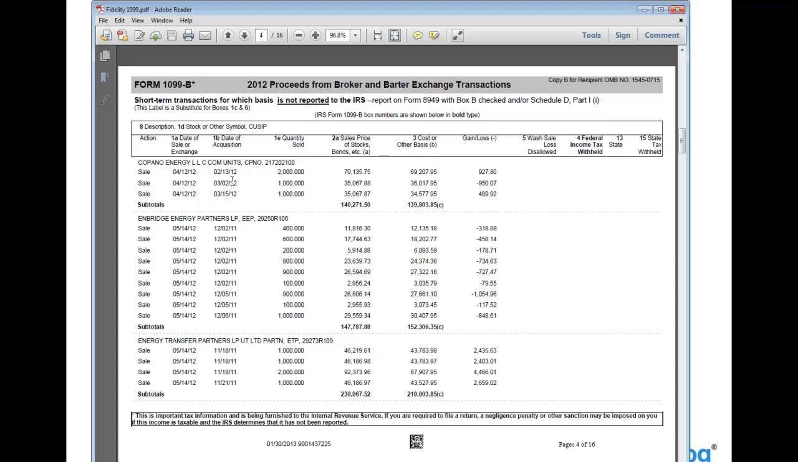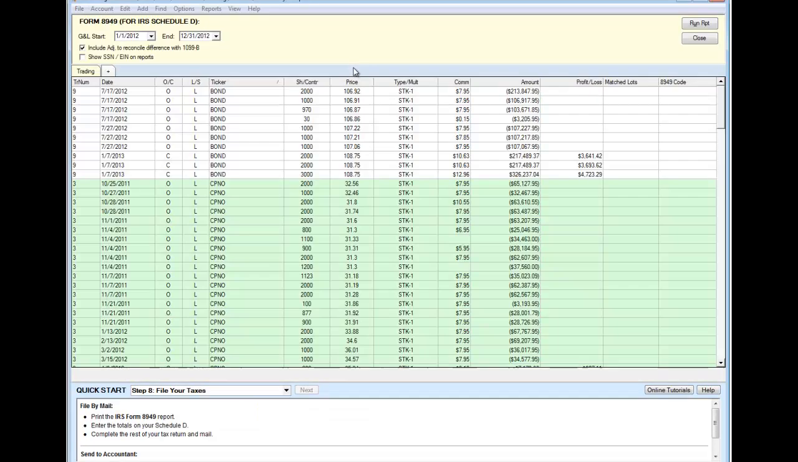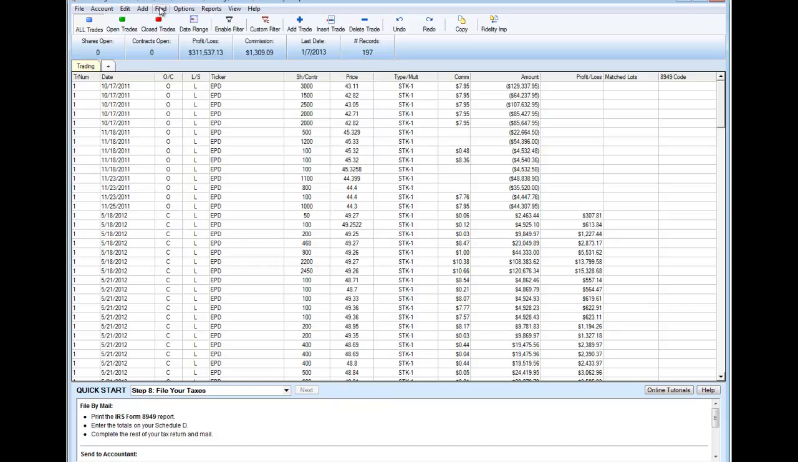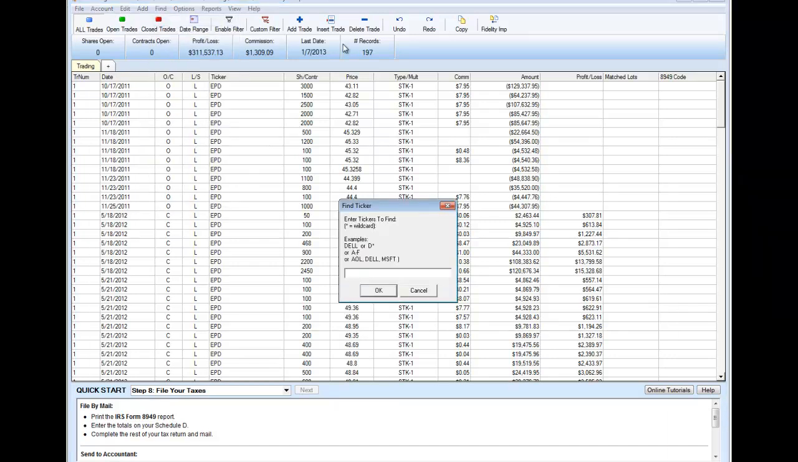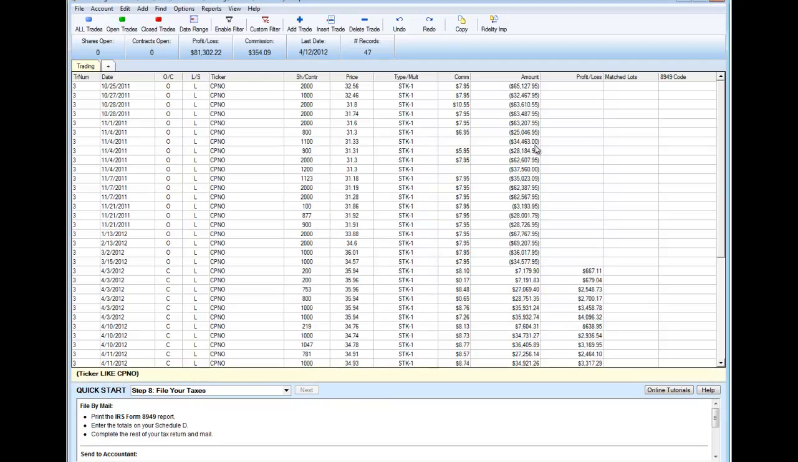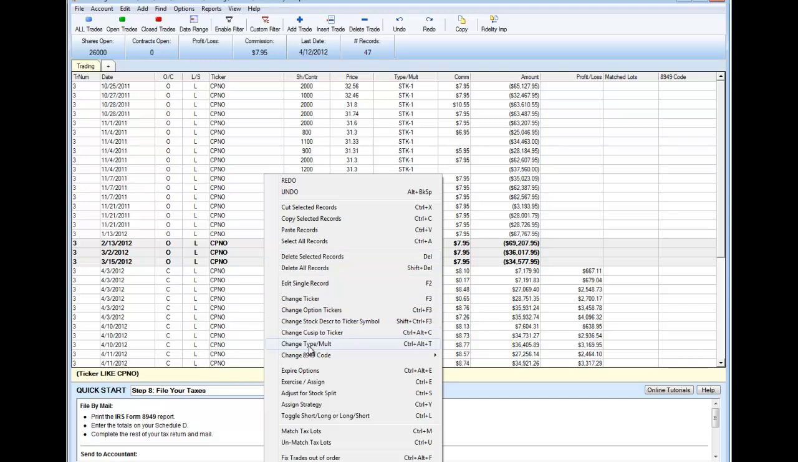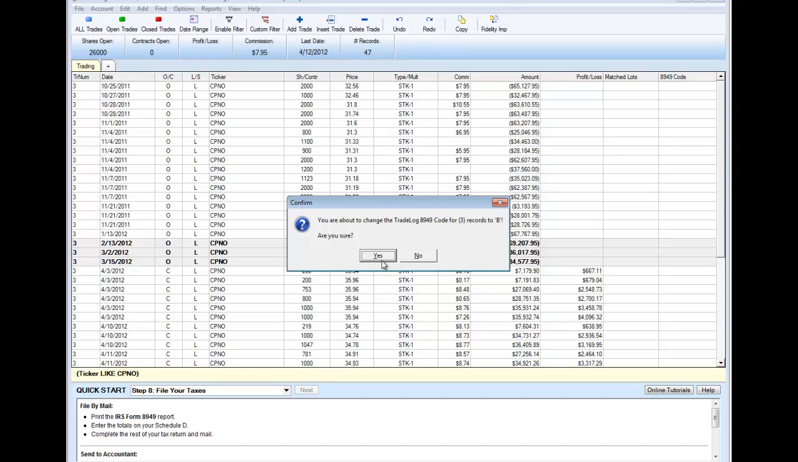One was bought February 13th, another March 2nd, another March 15th. So if I go over into my TradeLog file, what I can do is go to the Find menu and choose Ticker, and I'll put in that same ticker symbol, CPNO. And what I can do is choose those 3 purchases that the broker says are not covered securities. I'll hold down the Control key, I'll select those 3. And then I can right-click, change 8949 code, and I can change those to section B.